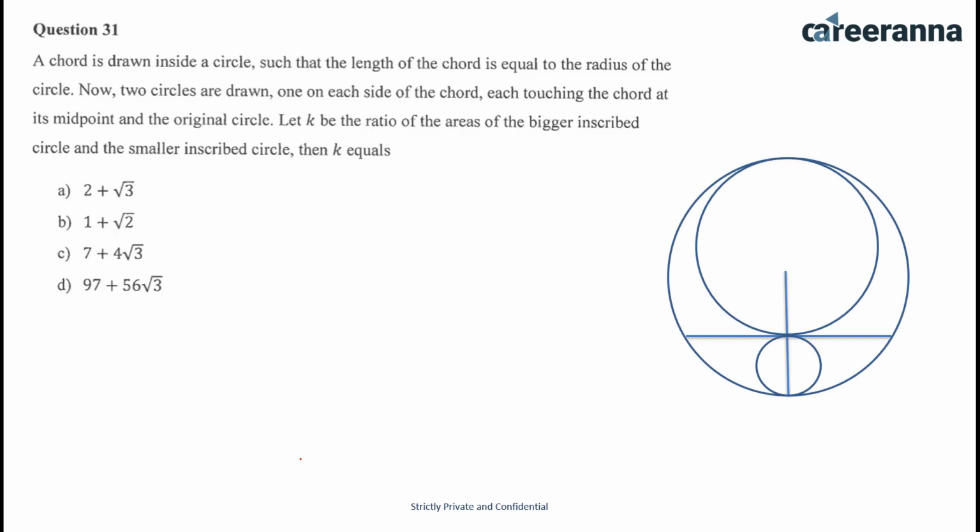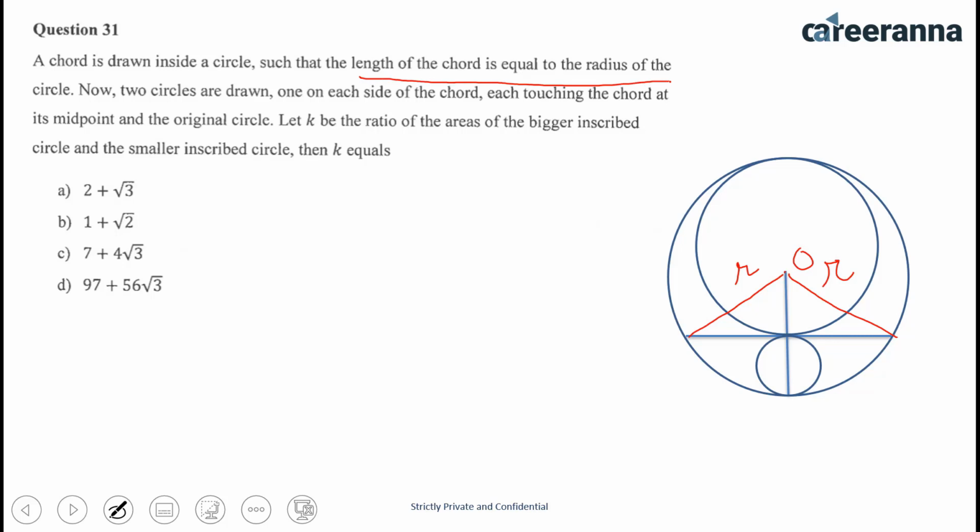So this is going to be our diagram for this question. This is the center, I'll take it as O. This is a radius, this is also a radius. And the question is saying the length of the chord is equal to the radius of the circle. So can I say this is also R? This is also R, given to us. So as you can see, this triangle has sides R, R, and R. This is an equilateral triangle. Now this is the midpoint.